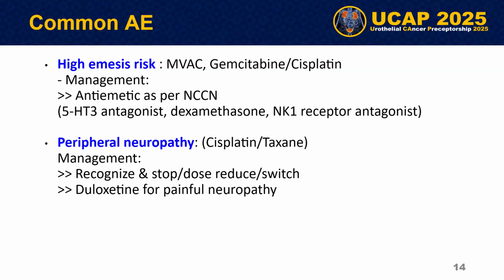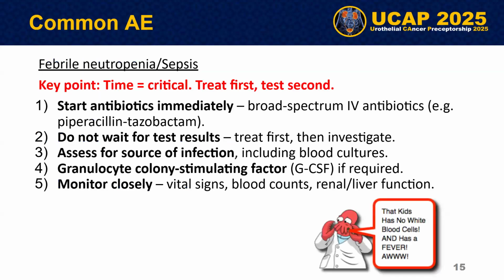Next is peripheral neuropathy, which can happen in regimes such as cisplatin and taxane. I would caution everyone that once neuropathy sets in, it is normally irreversible. Hence, recognizing this toxicity is important so that we can adjust our treatment according to it. So strategies that can be used are stopping the treatment completely, or we can reduce the dose, or switch to other less neurotoxic agents such as carboplatin. Some guidelines also suggest the use of duloxetine for painful neuropathy.